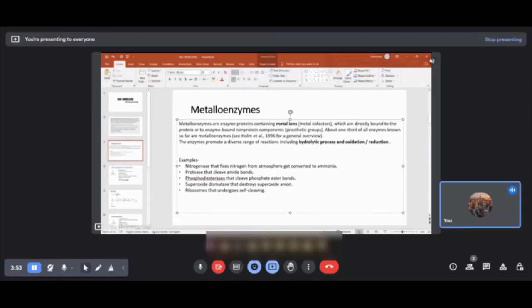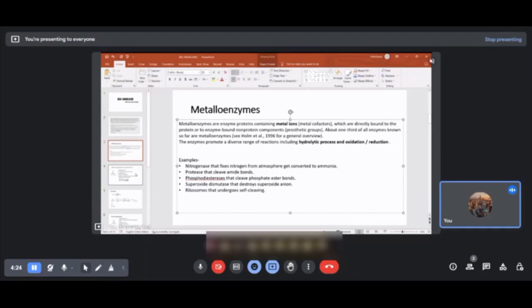Again, we have cleavage of phosphate ester bonds. For this, the phosphodiesterase enzyme is used. Superoxide dismutase uses the disproportionation reaction, and it destroys the superoxide anion. Ribosome also undergoes cleavage. These are a few metalloenzymes which help to carry out the following processes.